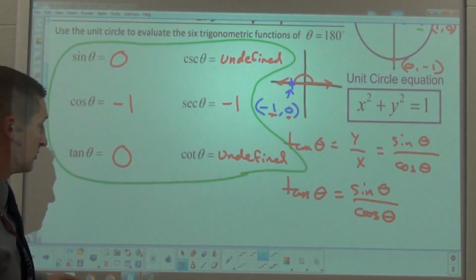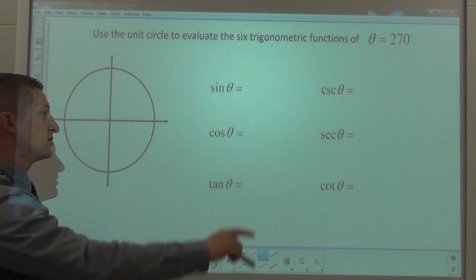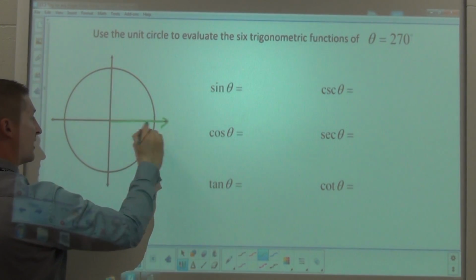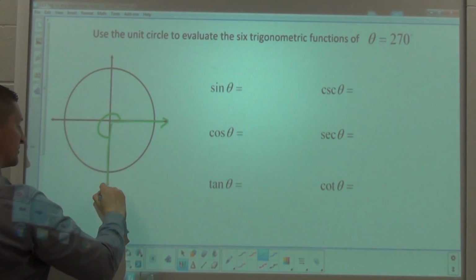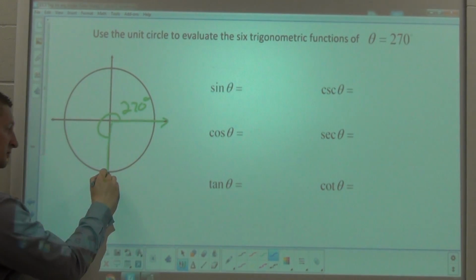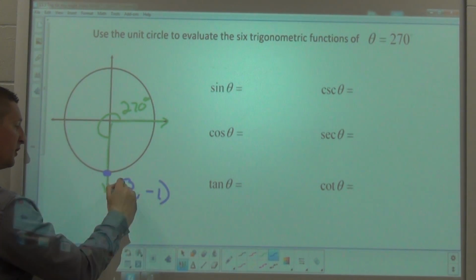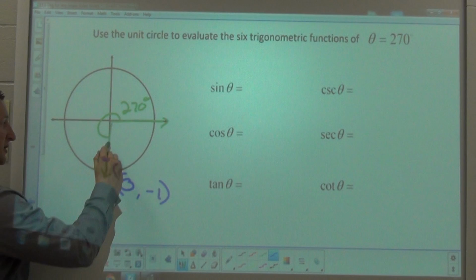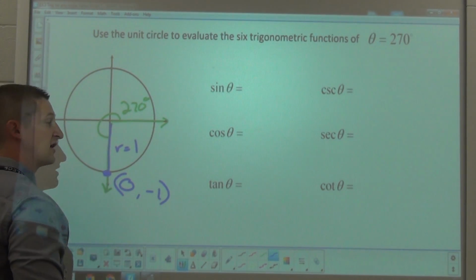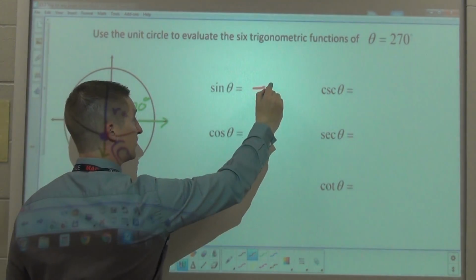We'll try one more. So now we're supposed to evaluate the 6 trig functions for theta equal to 270 degrees. Again, I'll draw that on my unit circle. Here's 270 degrees. And I think about, well, what point on the unit circle are we touching here? Well, that would be (0, -1). So if it's a unit circle, it means the r value equals 1, so I don't have to worry about it. So as I identify the sine of 270, sine is equal to the y value, -1.